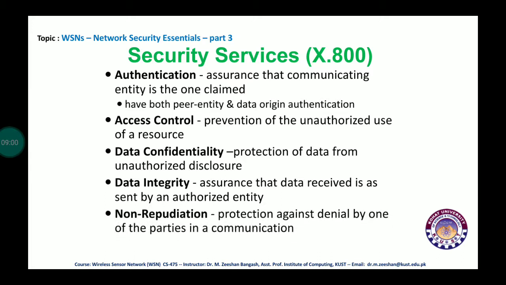The other service is non-repudiation. Non-repudiation is protection against denial by one of the parties in a communication. And the last one is availability, the property of a system or a resource being accessible and usable upon demand by an authorized system entity, according to the performance specifications for the system.